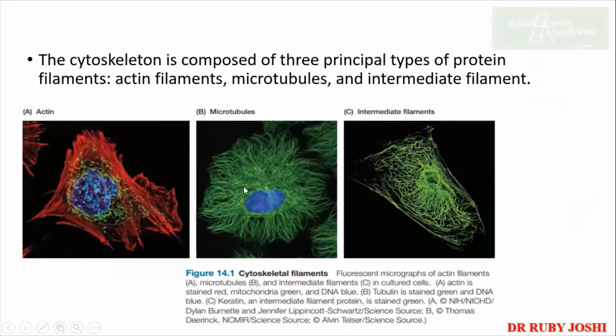See over here, these are the three principal components of your cytoskeleton. The first one is actin, in red color. Microtubules are in green color, which you see during mitosis, and the intermediate filaments are again in green color. Are you able to understand the differences among actin, microtubules and intermediate filaments? Akshaya, can you tell me which protein looks more abundant?